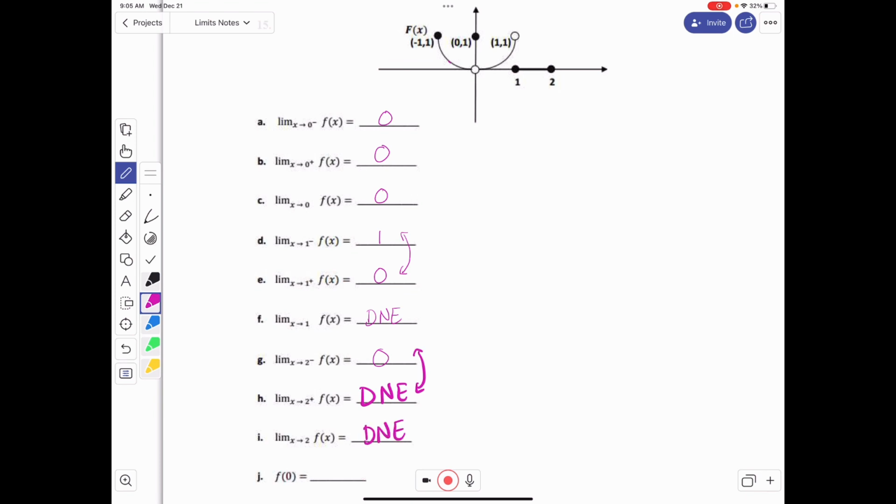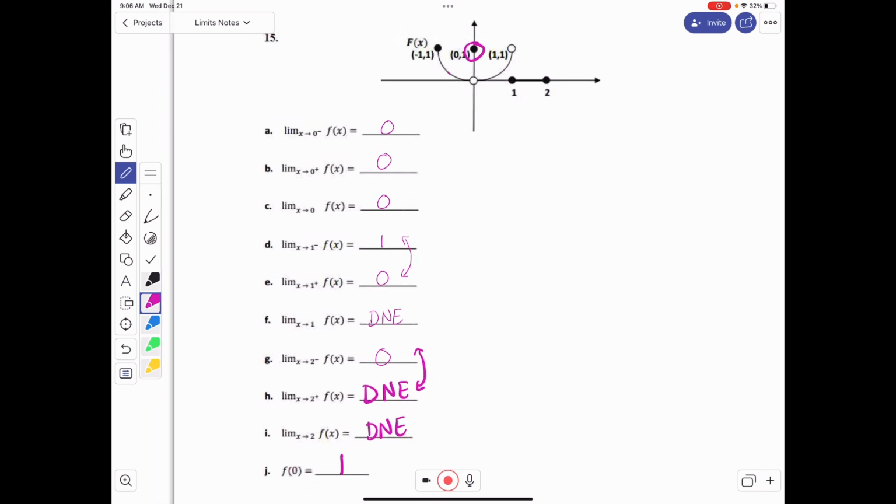And if I look at the x value at 0, so I'm looking right there, my y value is 1. All right, so that does it for limits.